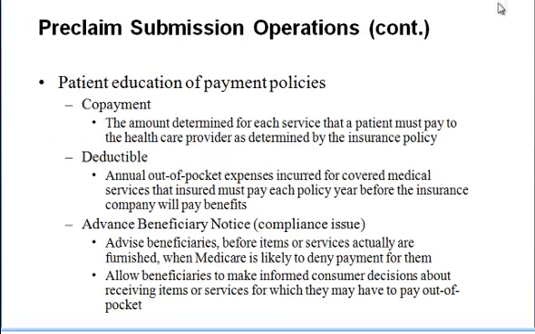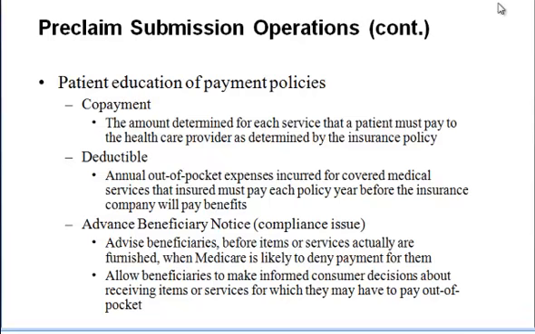Patients may also need to be educated on the terms listed on this slide. A copayment is the amount determined for each service that a patient must pay to the healthcare provider as determined by their insurance policy. The deductible is the annual out-of-pocket expense incurred that the insured must pay each year before the insurance company will pay benefits.